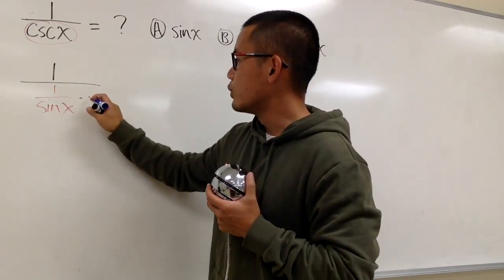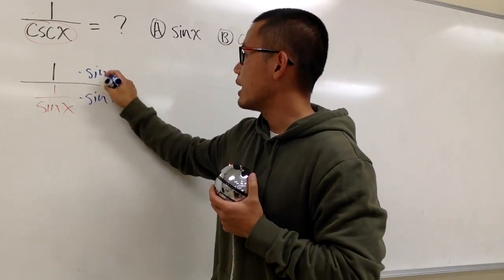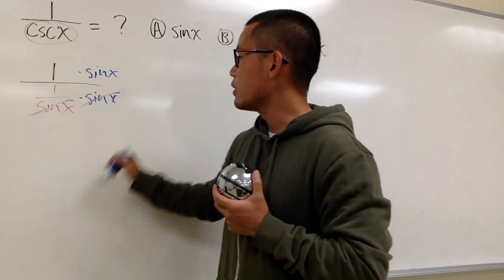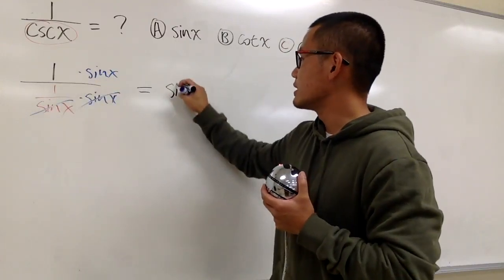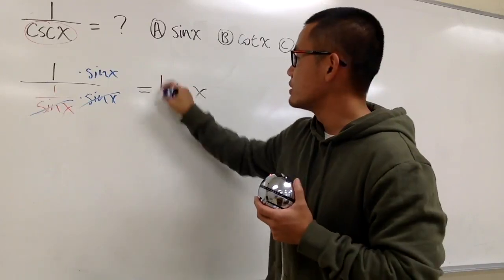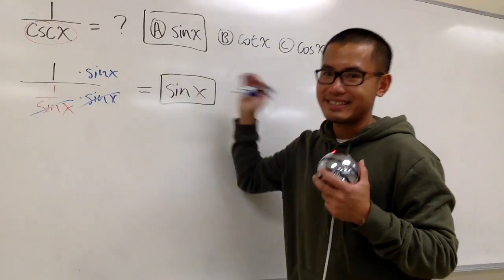What we can do is, we're just going to multiply sine x on the bottom, and also do the same on the top. And when we do that, you see this and that will cancel. Altogether, 1 times sine x is just sine x over 1, which it doesn't matter. So this is it. And that's choice A. That's it.